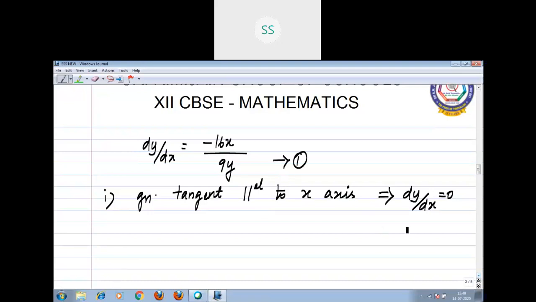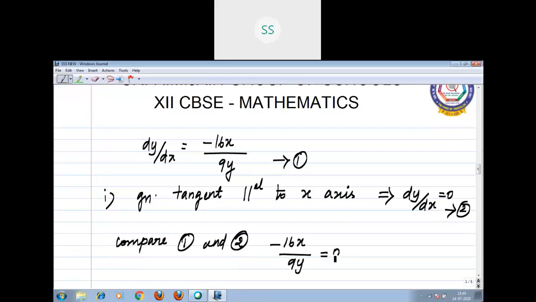This is your equation number 1. This is your equation number 2. Compare 1 and 2. What you will get? Minus 16x divided by 9y equal to 0, which implies what? x is equal to 0, right? I hope you people understood. You cross multiply: minus 16x equal to 0. Minus 16 is not equal to 0. Definitely x is equal to 0.